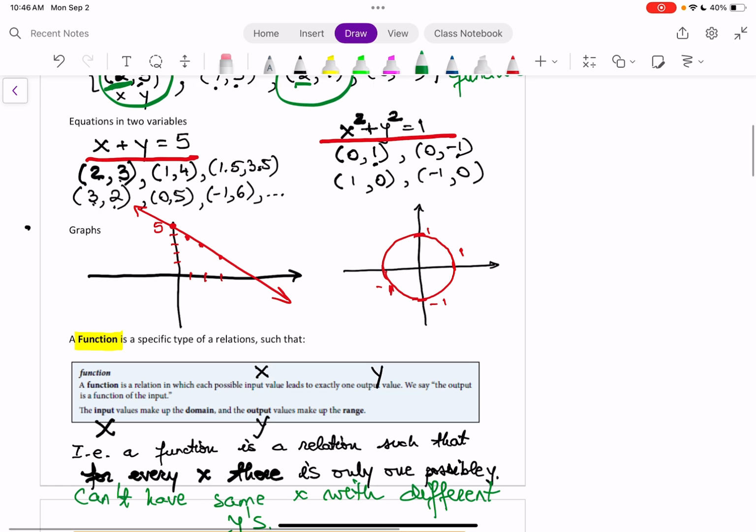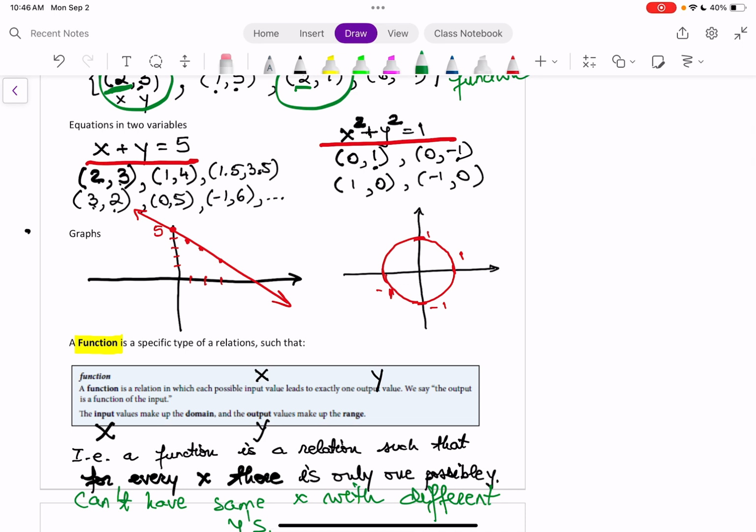Okay. Now, if you look at this equation here, x plus y equals 5, whatever I choose for x, there's only one answer for y. You also can tell that because of that exponent of 1 on the y. So this is definitely a function. However, x squared plus y squared equals 1 is not a function, because if I give you an x of 0, we're coming up with 2 different answers for y.